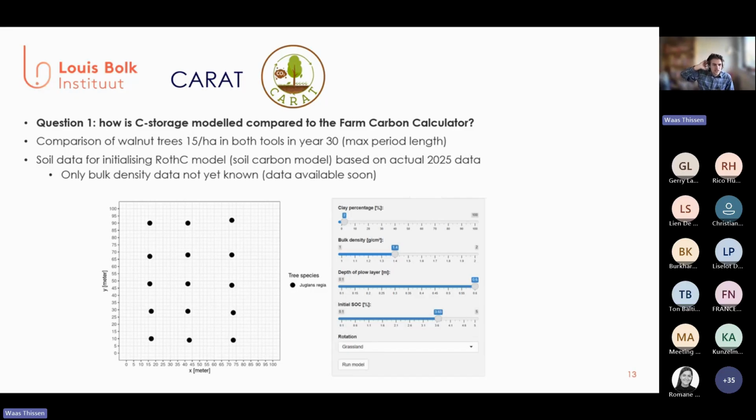Yeah, so my idea was to compare the walnut trees at a density of 15 trees per hectare in both of the tools, at a period length of 30 years, which was the maximum period for sHL. We used soil data from the farm to initialize the THL part of the model, which is a soil carbon model built into sHL. The only real data point that we didn't use was the growth density data, because we didn't have that yet, but we have it available soon. So at the bottom, you see how the data is input into the sHL tool.